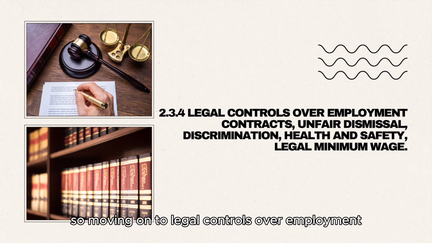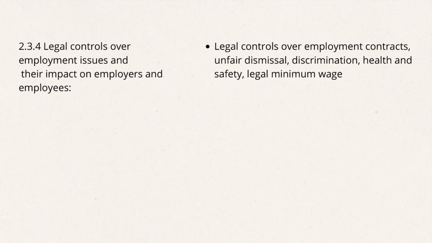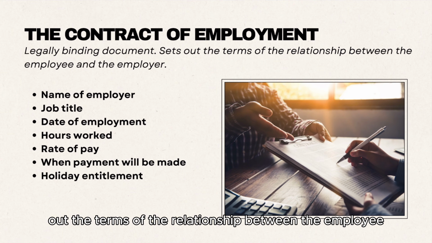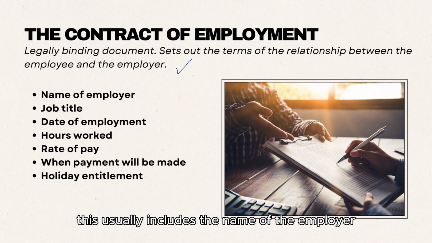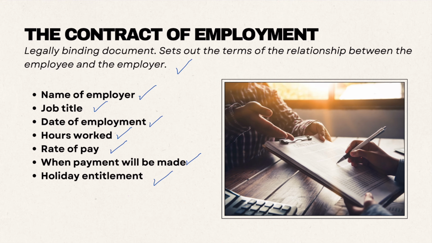So moving on to legal controls over employment. The contract of employment is a legally binding document, and this sets out the terms of the relationship between the employee and the employer. This usually includes the name of the employer, job title, date of employment, hours worked, rate of pay, when the payment will be made, and the holiday entitlement. This will be legally binding by law.